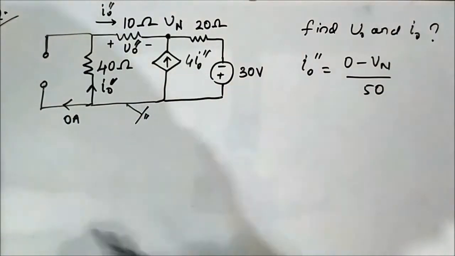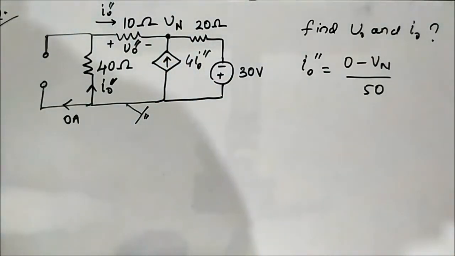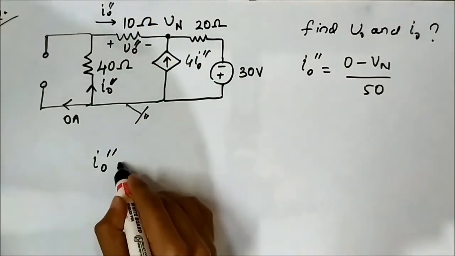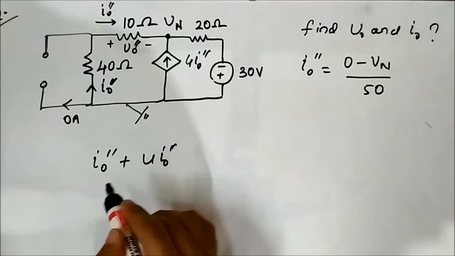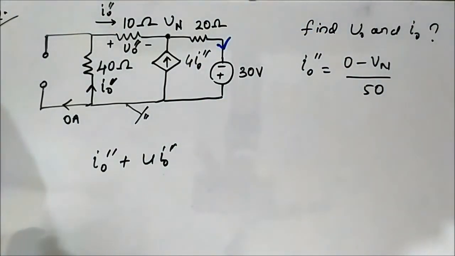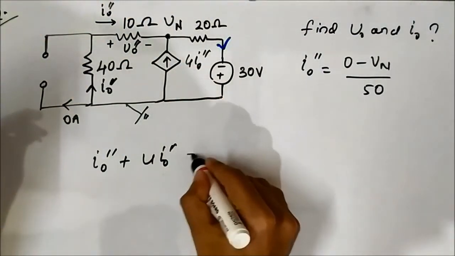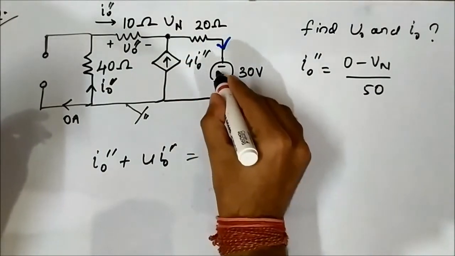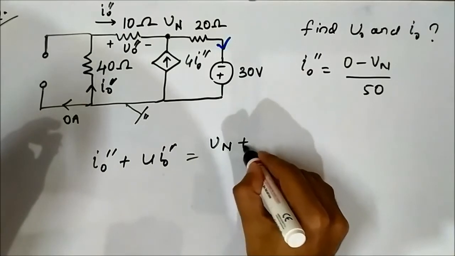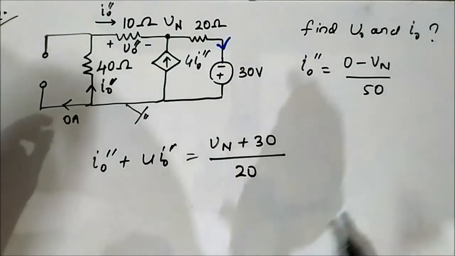Now here the nodal equation for this circuit is I0 double dash plus 4I0 double dash. Let us assign this current direction in this way. So these two currents are incoming currents, and one side is the outgoing current, so it will be Vn minus 30, which is minus to plus, so we can write it as Vn plus 30, Vn plus 30 by 20, this current.